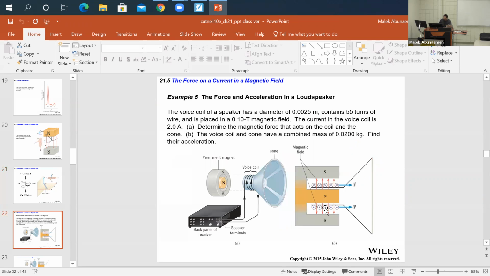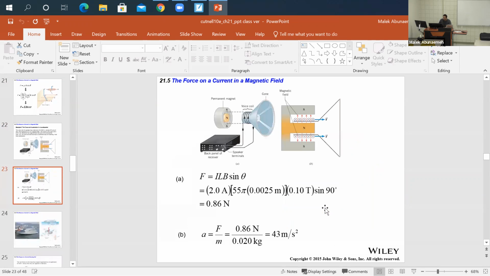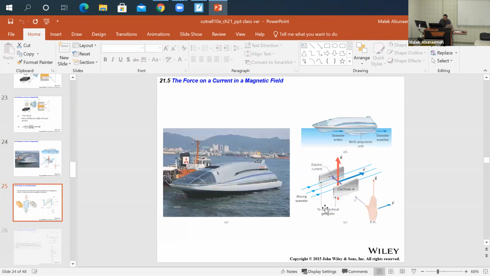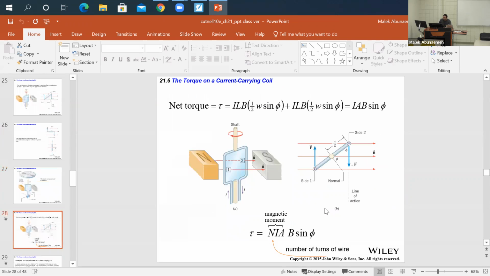There's another question over here. Go ahead and pause this and work on this question real fast. We also talked about the torque, where the torque equals NIAB sine theta. So let me go ahead and do an example on this.